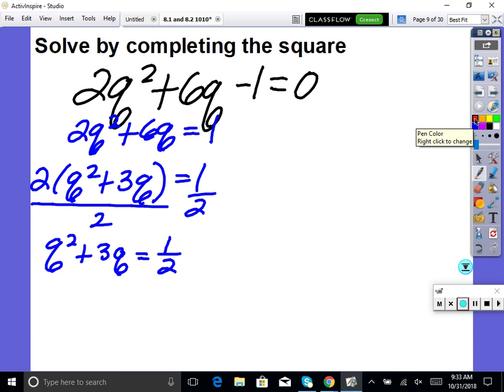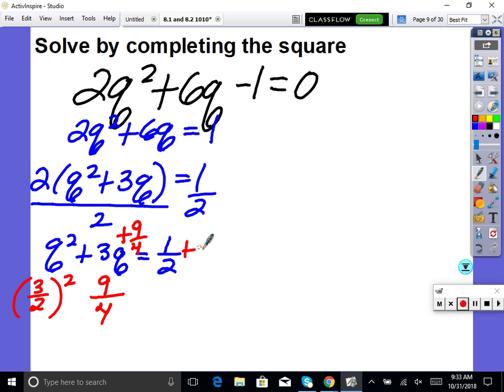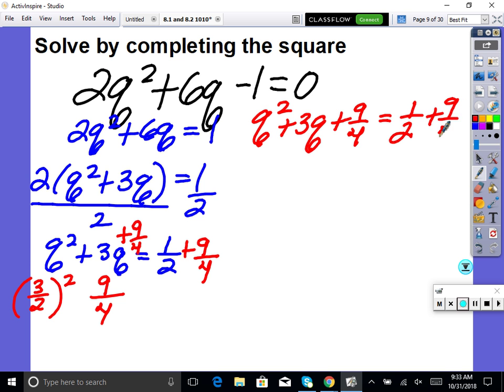b divided by 2. So watch, we're going to have fractions, but that's not going to freak us out. 3 divided by 2 squared, which is just 3 squared is 9, 2 squared is 4. So we're adding 9/4 to both sides. So now on this side we have q squared plus 3q plus 9/4 is equal to 1/2 plus 9/4.